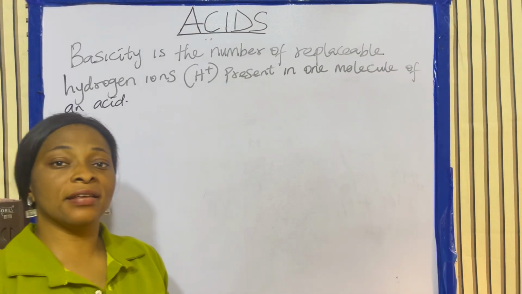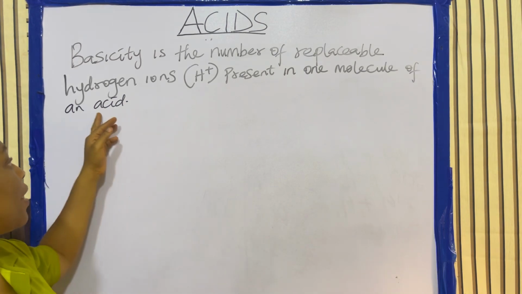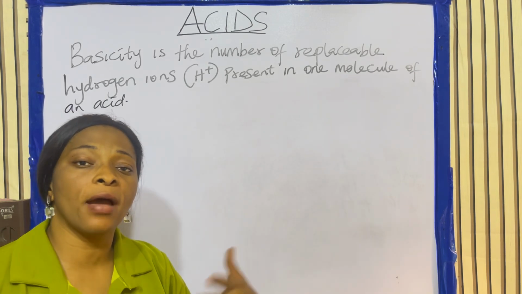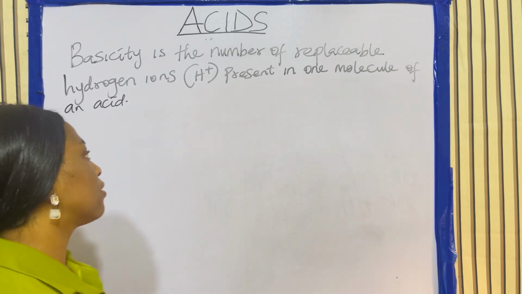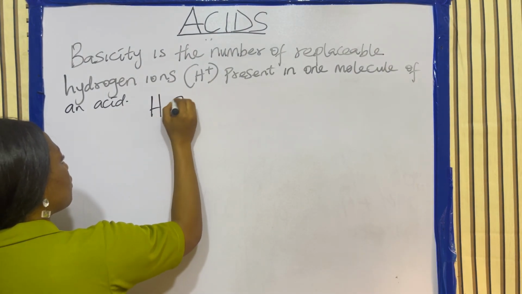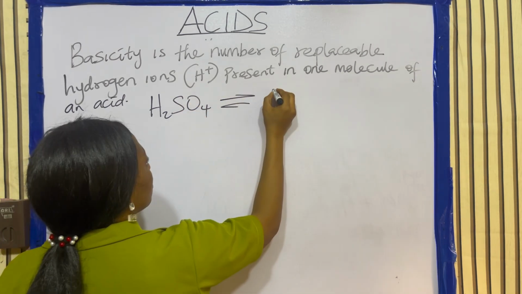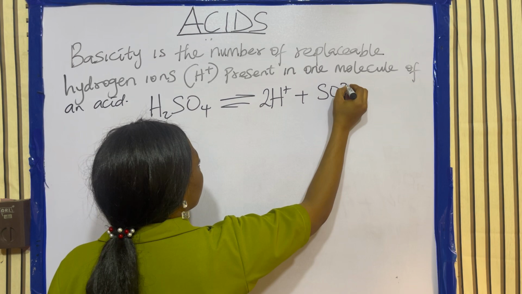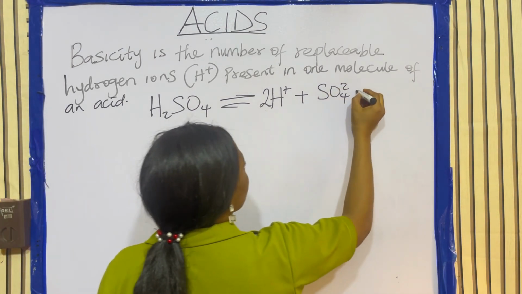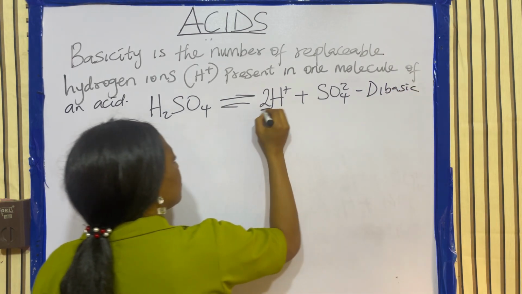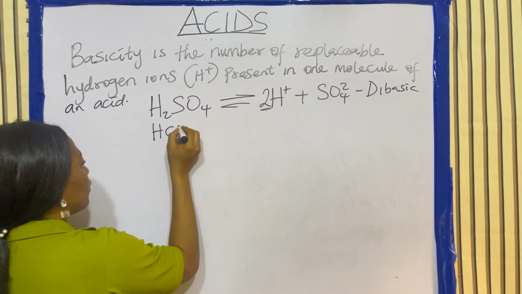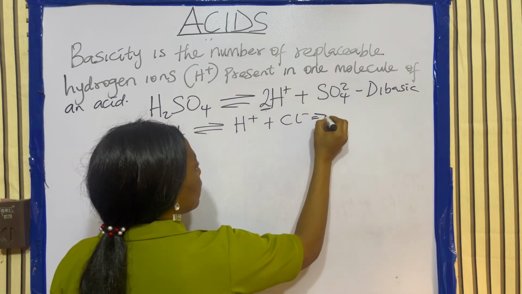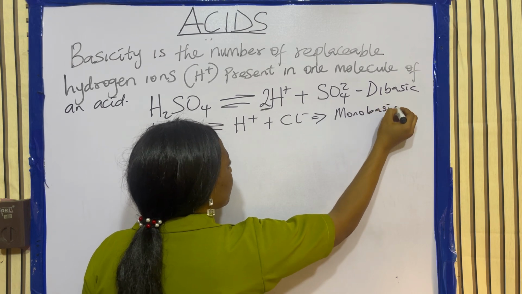What is the basicity of an acid? The basicity of an acid is the number of replaceable hydrogen ions present in one molecule of an acid. That is what we refer to as basicity. How many replaceable hydrogen ions are present in this acid? Now let's look at it. When you look at something like tetraoxosulfate VI, when it ionizes, it will give 2 hydrogen ions plus the anion. So what is the basicity of tetraoxosulfate VI? We say it is dibasic. Dibasic means 2. Let's look at hydrogen chloride. When it ionizes, it gives you hydrogen plus chloride. So what's the basicity? The basicity is monobasic. Monobasic means that it is 1.